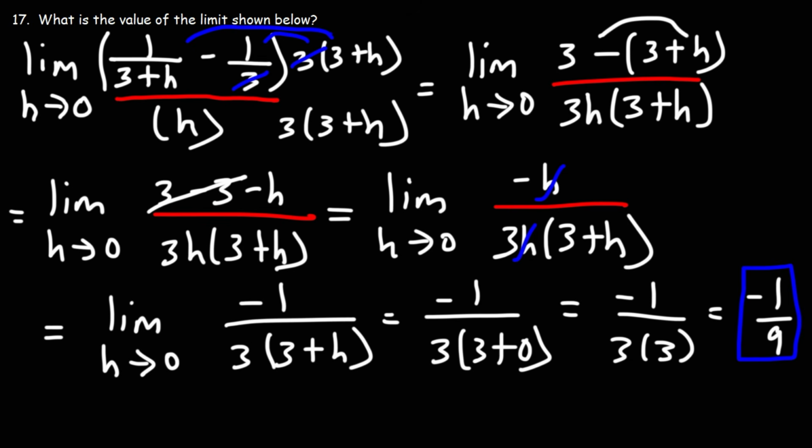So anytime you have a complex fraction, where you have fractions within a fraction, you want to multiply by the common denominator of the two fractions. You want to multiply the complex fraction, top and bottom, by the common denominator of the two fractions.